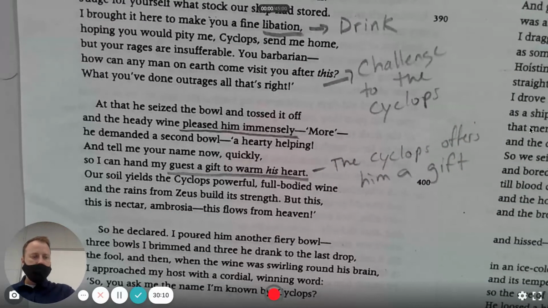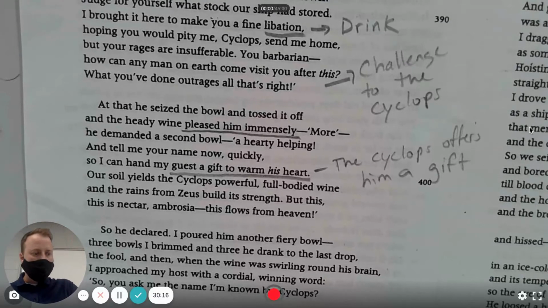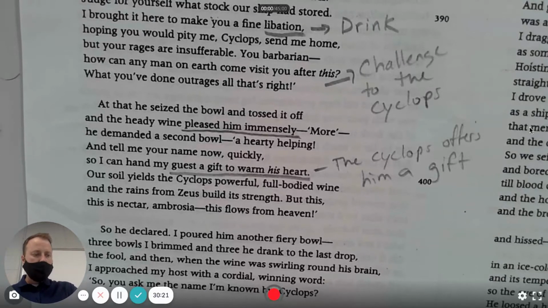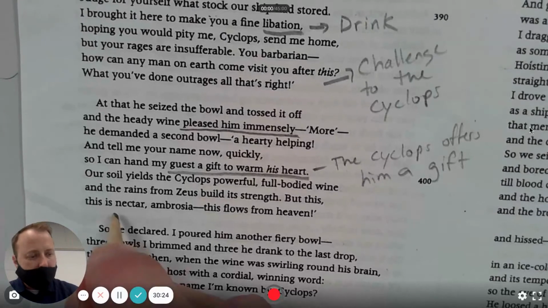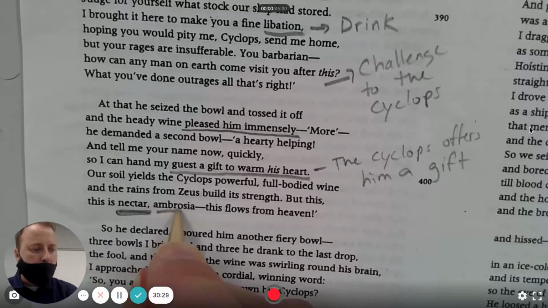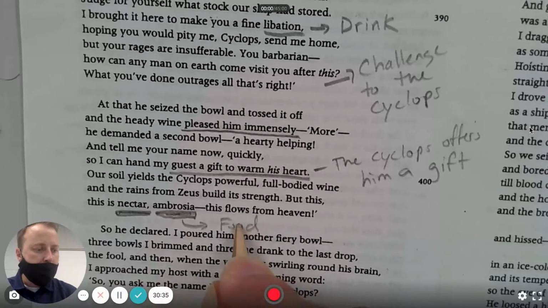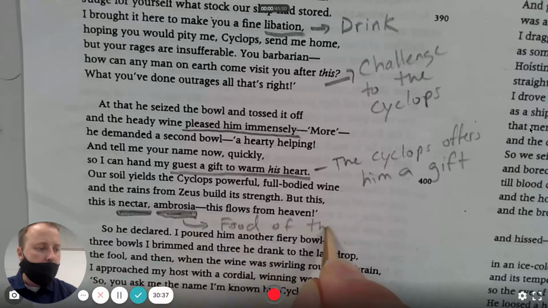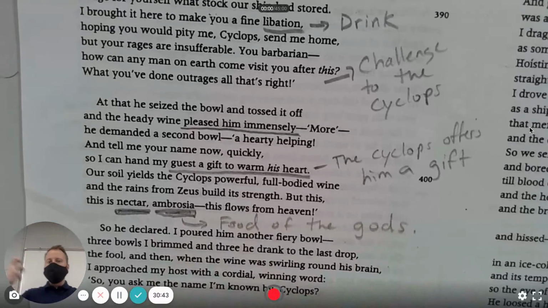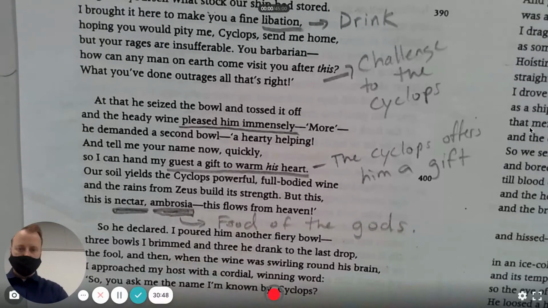Our soil yields the Cyclops powerful, full-bodied wine, and the rains from Zeus builds its strength. But this nectar, this ambrosia, this flows from heaven. So nectar is like honey. It's like a special way to say something's delicious. Ambrosia is the food of the gods. Okay? So ambrosia is this food of the gods, and it flows from heaven. So he's just going on and on about how delicious this wine is.